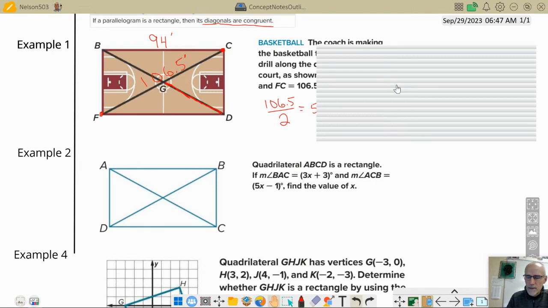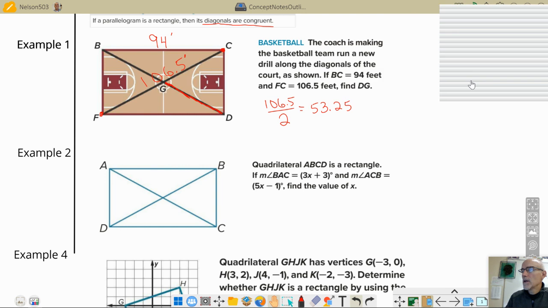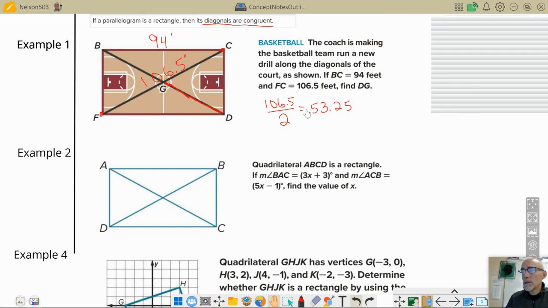Okay, example 2. After you're done watching this video on example 2, you're going to try problems 9 through 14. And what's the difference between what we were doing on example 1 and what we're going to do on example 2? In 1, there's only numbers. Like they told us the diagonal is 106.5, constants. And then in example 2, we're going to have some algebra to deal with.